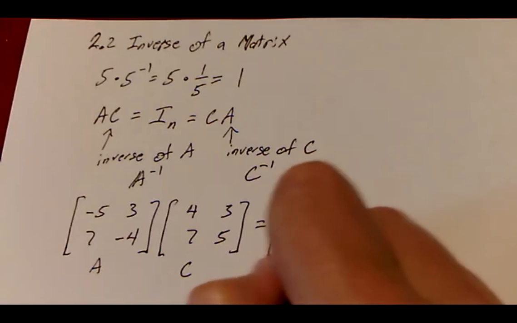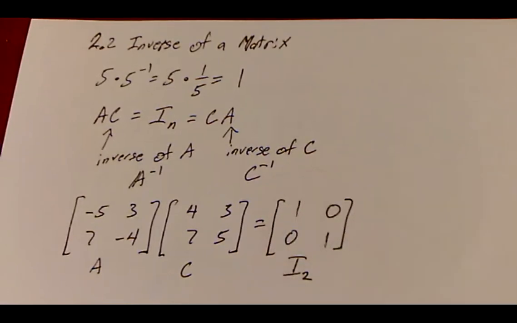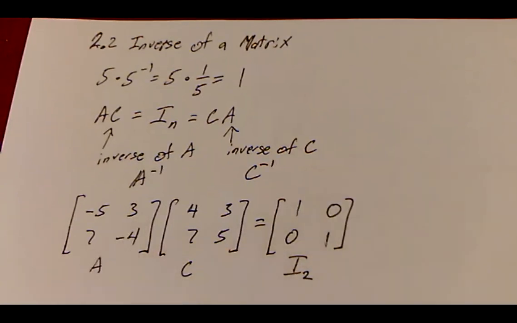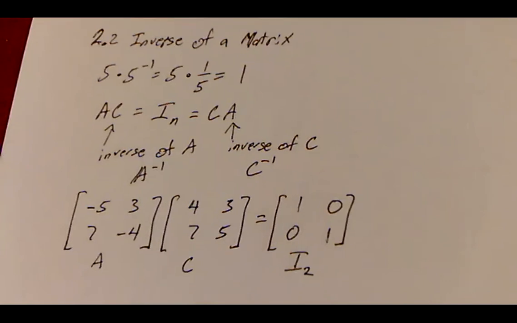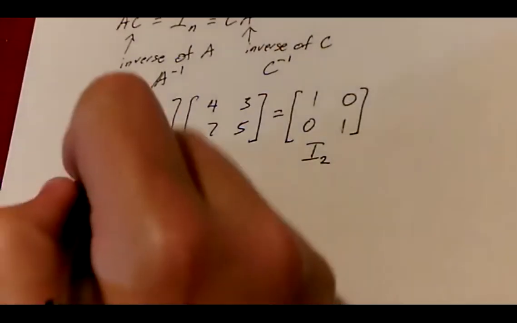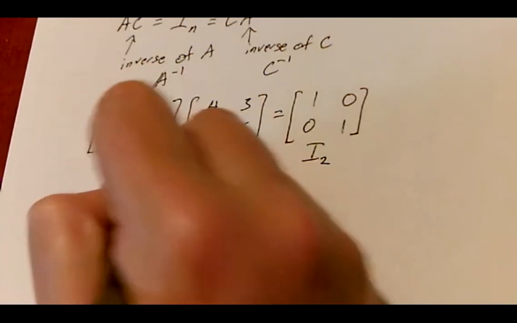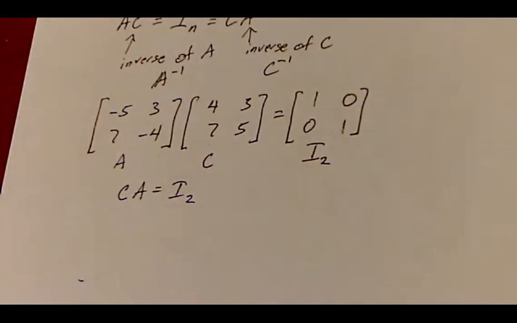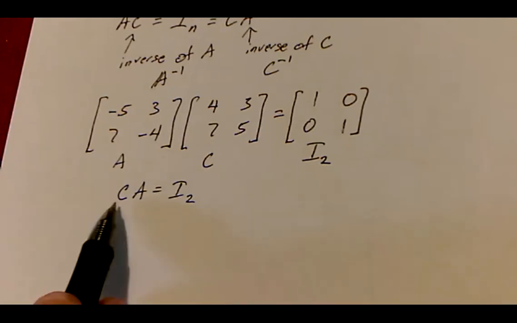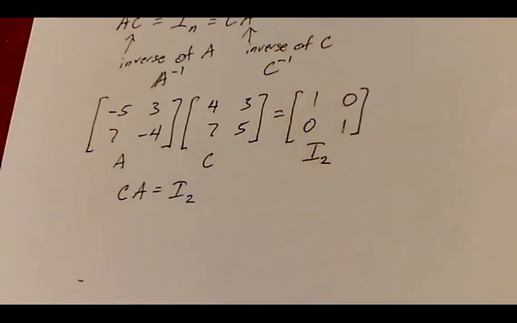This we recognize is the identity matrix in R2. That is a 2 by 2 identity, so that's I2. What that means is my two matrices, A and C, are inverses of one another. That should also mean that if I do C times A, I will get I2 as well. Remember, matrix multiplication in general is not a commutative operation. We can't in general switch A, C and C, A and get the same thing. But if they happen to be inverses of one another, then that will produce a matching result.